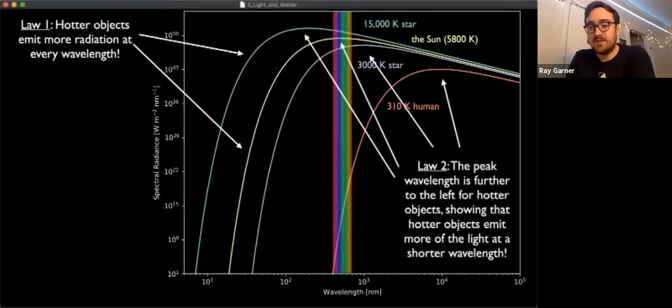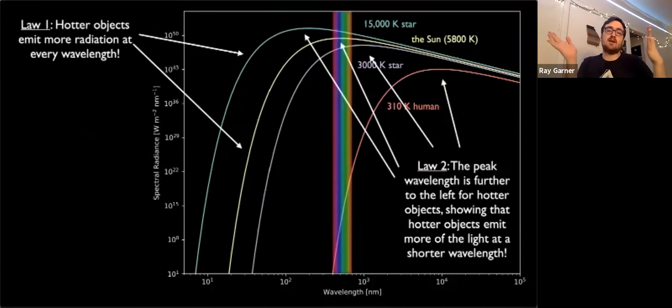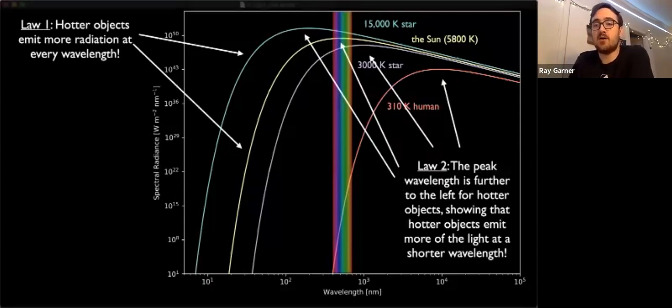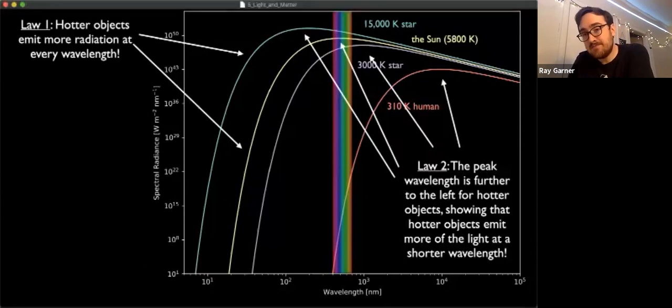Law number two: the peak wavelength is further to the left, further towards the blue, for hotter objects, showing that hotter objects emit more of their light at a shorter wavelength. So a 310 Kelvin human emits most of its light here in the infrared. Meanwhile, a 3000 Kelvin star is still primarily in the infrared, but it will appear red to us since it has more light at the red end of the visible spectrum.